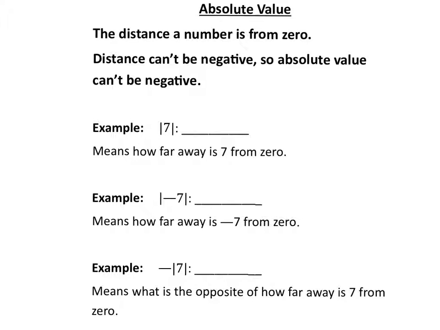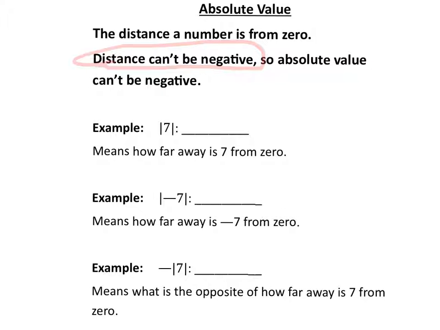Now we're going to take a look at absolute value. Absolute value, simply put, is the distance a number is from 0. The thing to remember about absolute value is that since it is distance, and distance can't be negative, therefore, absolute value can't be negative.